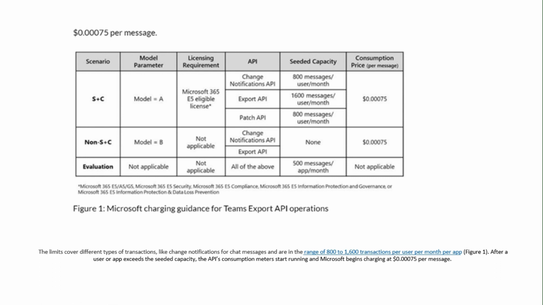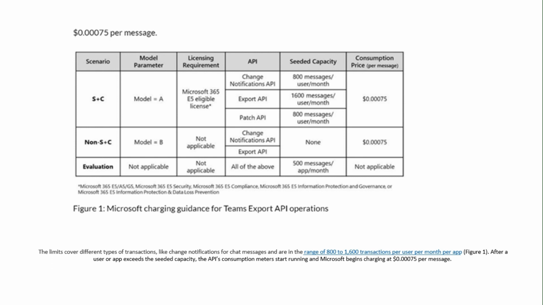Seeded capacity defines how many messages can be exported each month in model A without any additional consumption cost. In terms of change notification, it is 800 messages per user per month. In terms of export API, it is 1600 messages per user per month. And in case of patch API, it is 800 messages per user per month. There are a few other APIs which have this seeded capacity. These are only a few. You can get the whole list in the Microsoft documentation.